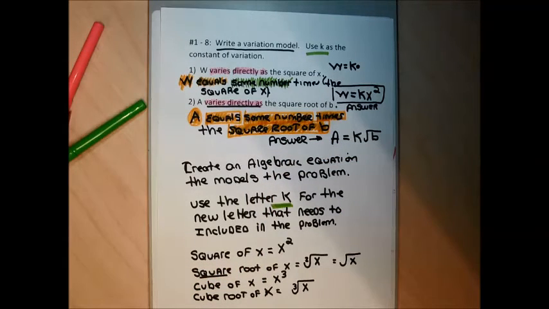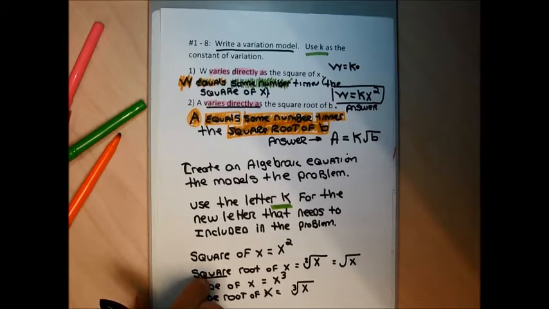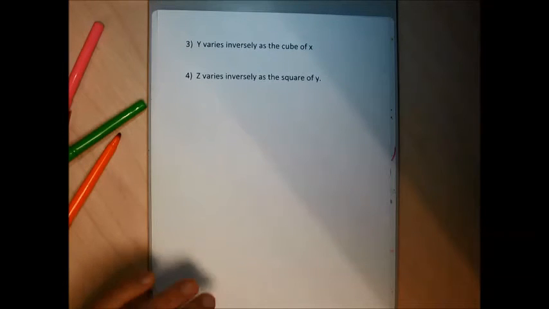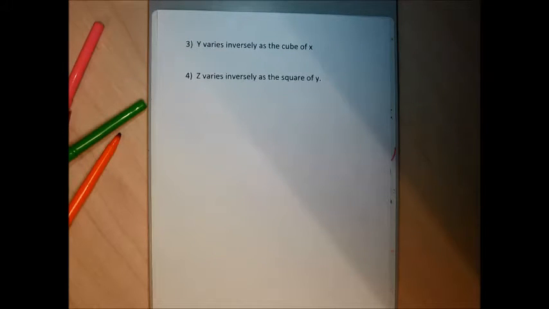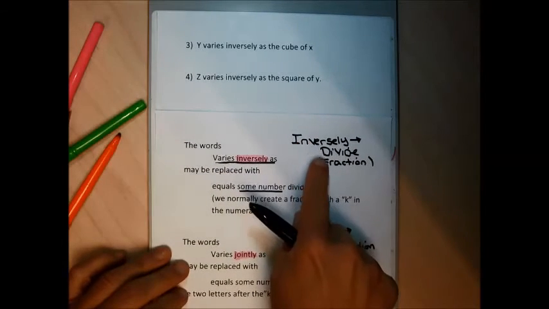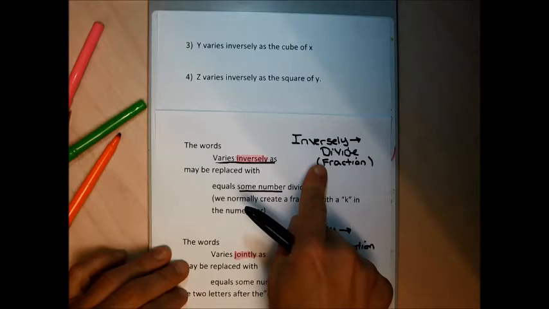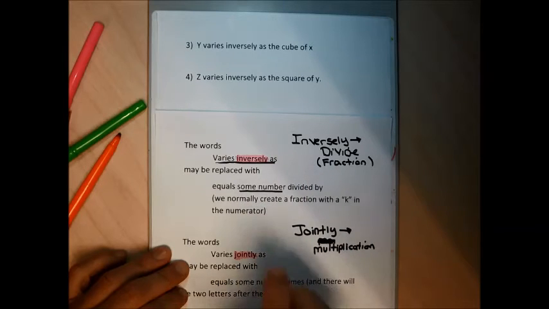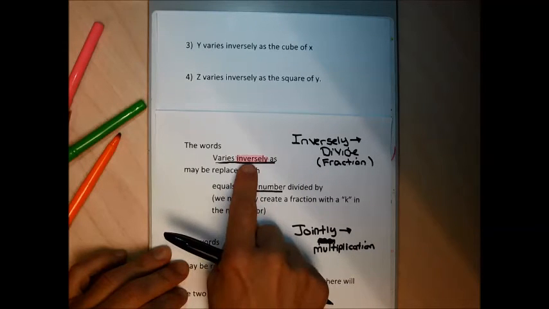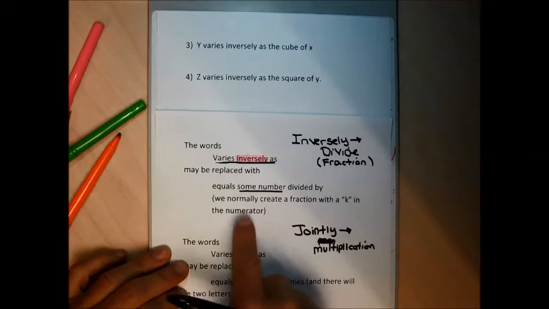All right, I'm going to flip over and do problem 4. And while I do 4, hopefully you can do 3. Both problem 3 and problem 4 have the word inversely in them. And with inversely, I think fraction. And a little more specifically, usually when I see the word inversely, I normally create a fraction with a K in the numerator. So I'll do that here in a second.